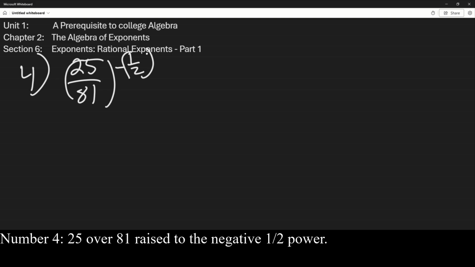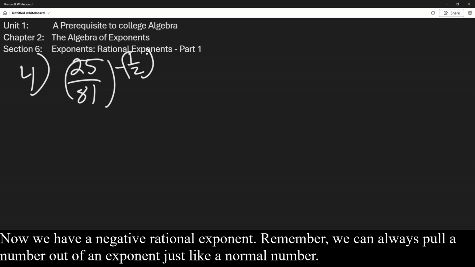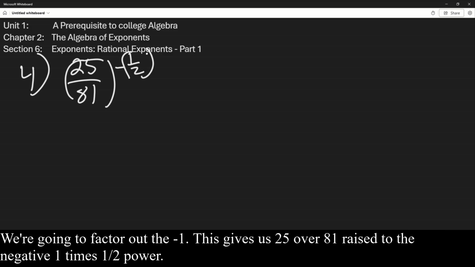Number 4, 25/81 raised to the -1/2 power. Now we have a negative rational exponent. Remember, we can always pull a number out of an exponent just like a normal number. We're going to factor out the -1.